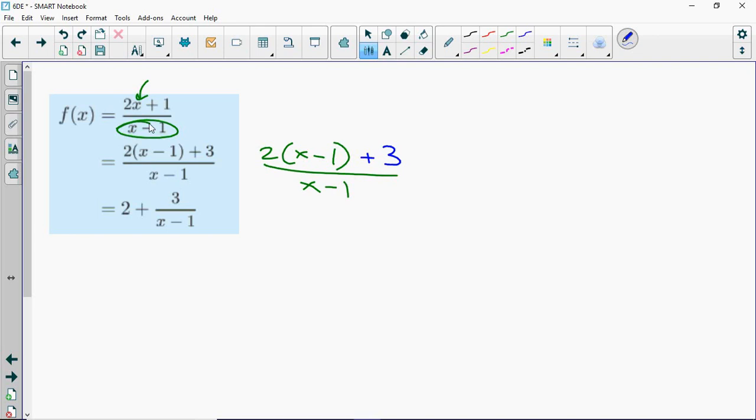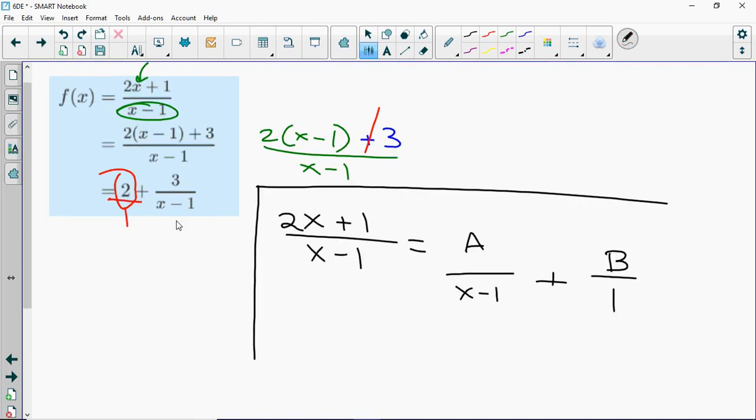And now we have a fraction which has a sum or difference in the numerator, right? So we can split the fraction right there. We get 2 times x minus 1 over x minus 1, but those x minus 1s will cancel, leaving us with just 2, plus 3 over x minus 1. And that's a partial fraction decomposition. In this case, the two fractions were just 2 over 1 and 3 over x minus 1. They just didn't use the method of partial fractions.